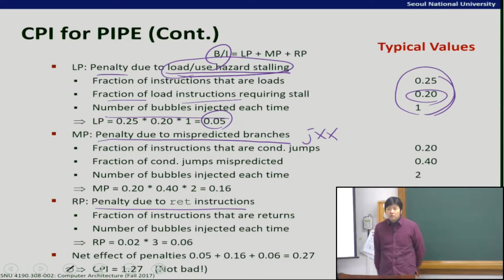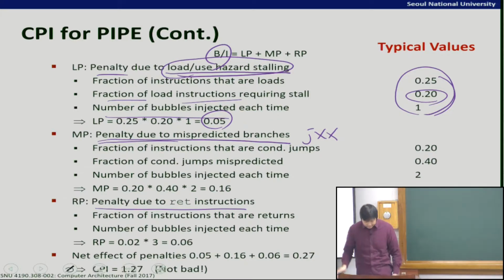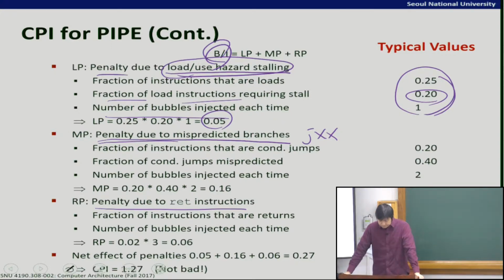That's actually the penalty caused by load use hazard. Secondly, we can do a similar thing. Here, the second term is a penalty due to mispredicted branches. How much is the CPI increased due to mispredicted branches? Then we have to calculate how often this event happens per instruction on average, because now we have to calculate the bubbles per instruction.